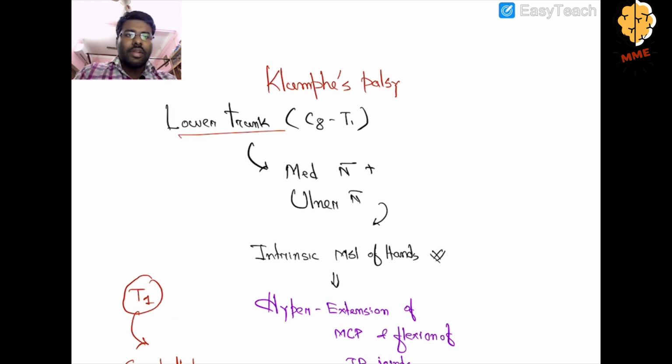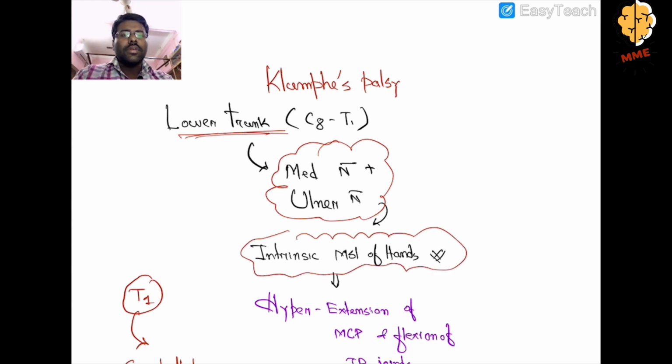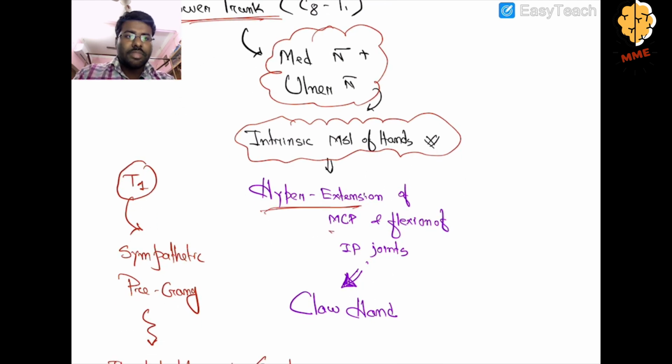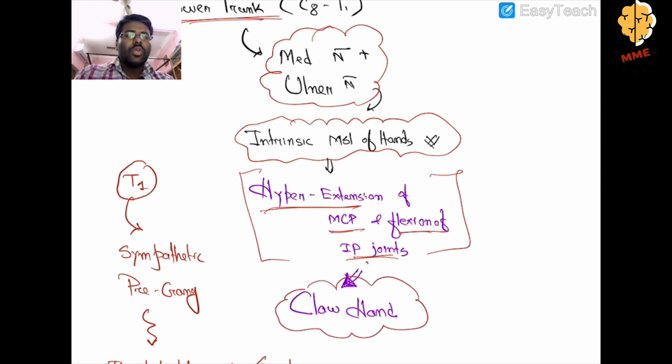Okay. Coming to the next injury, which is Klumpke's palsy. It is mainly the lower trunk that gets affected. Many nerves can be affected, but mainly the median nerve and ulnar nerve, and they mainly supply the intrinsic muscles of the hands. So the muscles of the hand get injured, and hyperextension of the MCP and flexion of the IP joints occurs. This is called the claw hand. Hyperextension of the MCP joints and flexion of the IP joints.